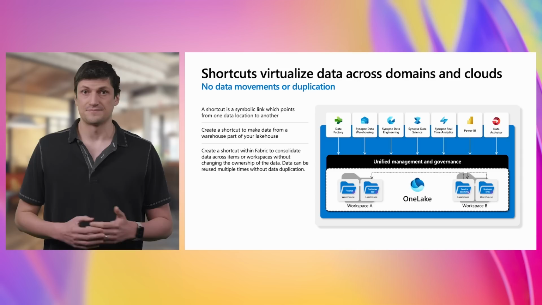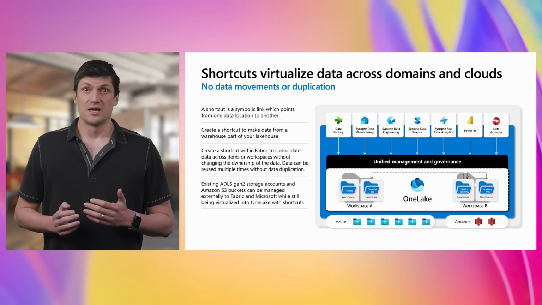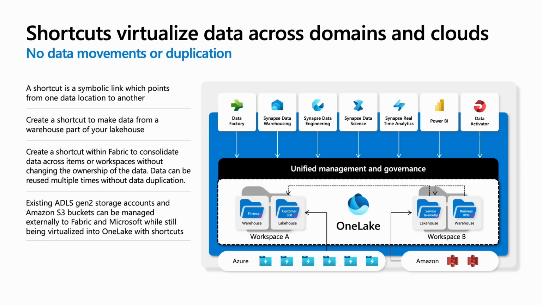Many of you already have existing data lakes stored in ADLS Gen 2 or Amazon S3 buckets. These lakes can continue to exist and be managed externally to Fabric. We have extended shortcuts to include lakes outside of OneLake and even outside of Azure so they can all be virtualized into OneLake. All data is mapped to the same unified namespace and can be accessed using the same ADLS Gen 2 APIs, even when it's coming from S3.